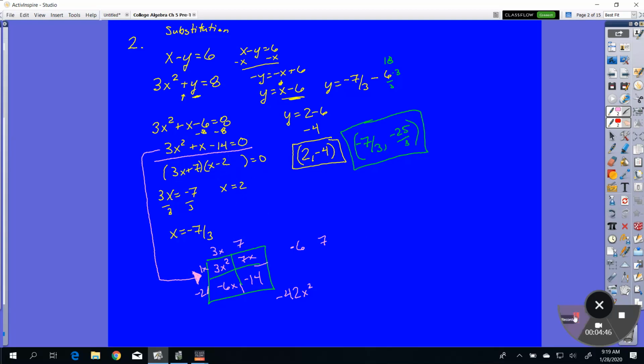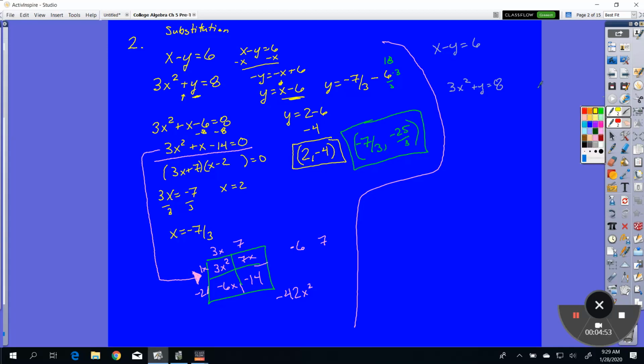So the other way to do this problem is you could solve for x instead. So if you solve for x, you're going to add the y over. You have x equals y plus 6. So then when you come down here, you can have 3 times (y plus 6) squared plus y equals 8. Since you have y plus 6 quantity squared, you've got to do that first. So you have y plus 6 times y plus 6.